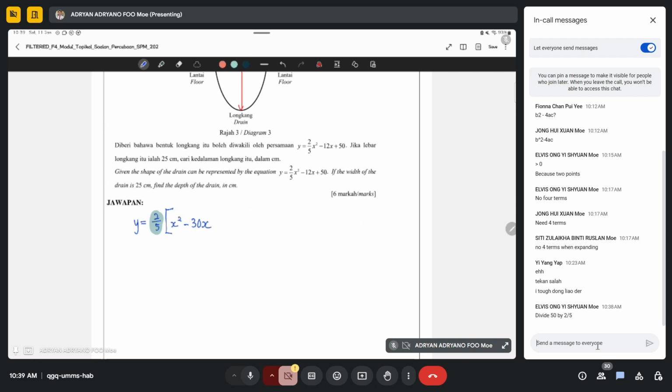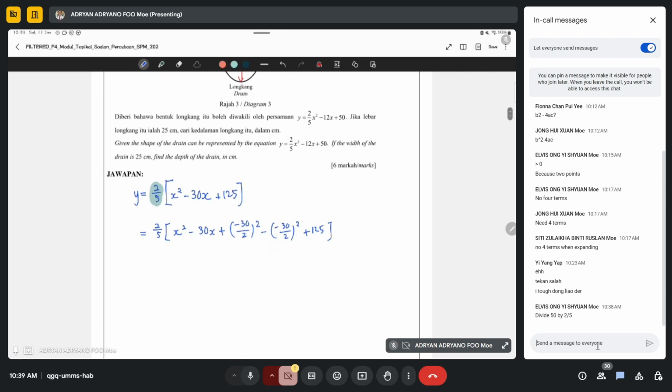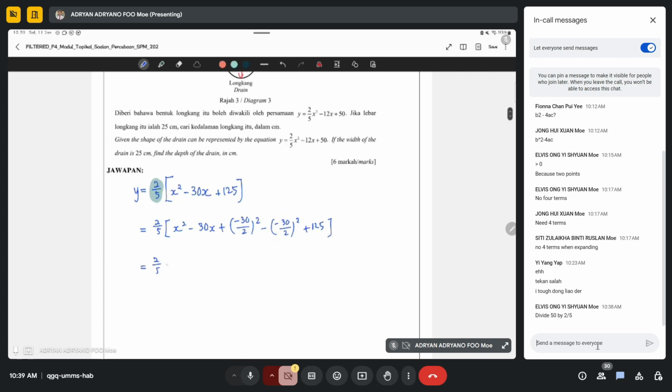Okay, 我们做 step by step. 1, 2, 5. Like that. 我们先抽出来。Okay? 2 per 5, take out, then 50, then 1, 2, 5. Then continue. 2 per 5, then only x square minus 30x plus negative 30 over 2 square minus negative 30 over 2 square plus 1, 2, 5. Okay? 2 per 5, x 减 square.